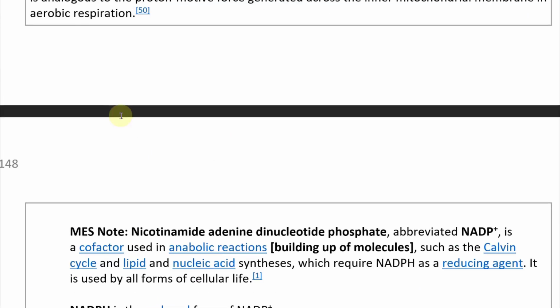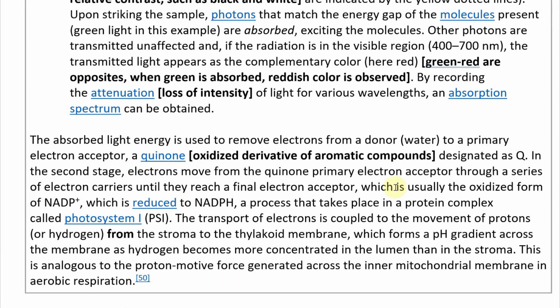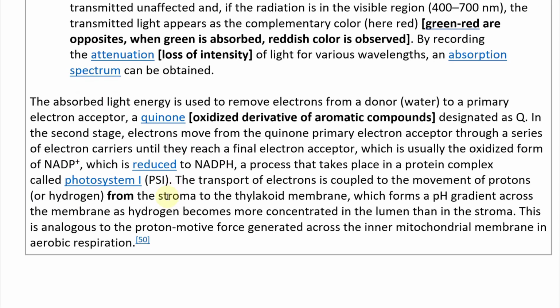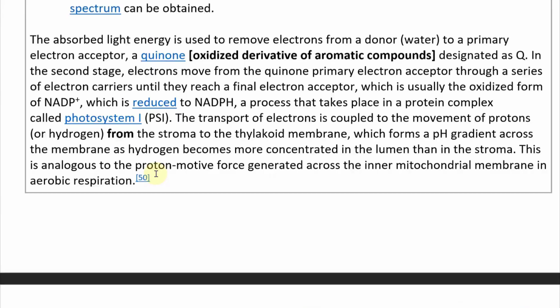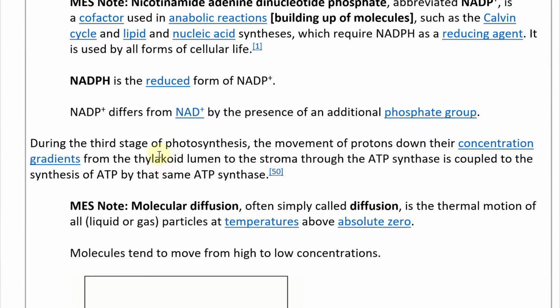Remember, the second stage was the electron transport. If we scroll back up to that part, electrons are transported from the primary electron acceptor through a series of electron carriers until they reach a final electron acceptor, which is usually the oxidized form of NADP+, which is reduced to NADPH. This is the reduced form once it accepts all the electrons. So in that electron transport stage, now you have NADPH. And then the third step was the ATP synthesis.